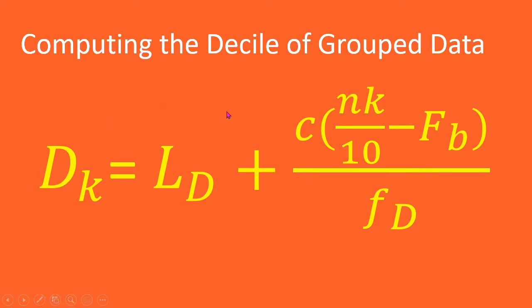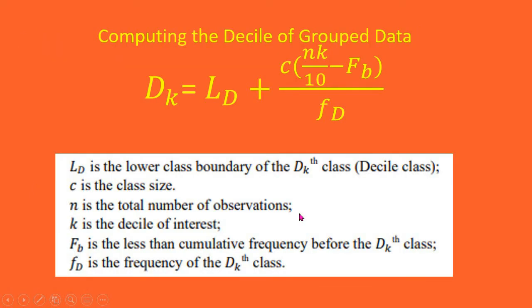That stands for decile. And instead of NK over 100, that will be NK over 10 for decile. Again, LD is the lower class boundary of the decile class. C is the class size or the class width. N is the total number of observations. K is the decile of interest. F sub B is the less than cumulative frequency before the decile class. And F sub D is the frequency of the decile class.